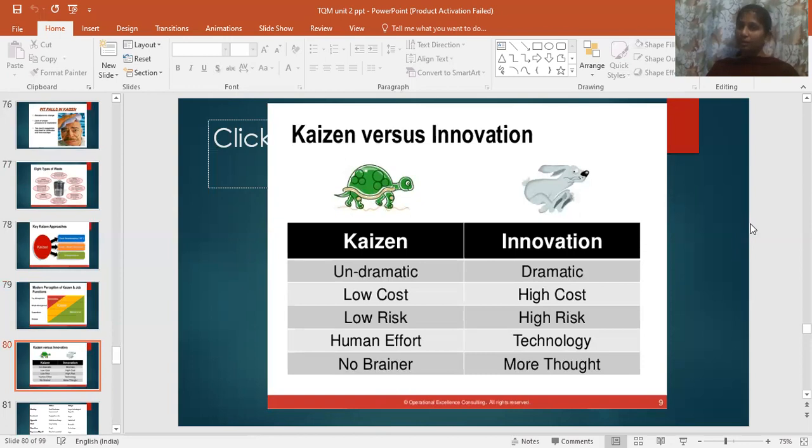If we see the difference between Kaizen and innovation, Kaizen is undramatic, innovation is dramatic. Kaizen covers only low cost, innovation is high cost. Compared to innovation, Kaizen is low risk, whereas innovation is high risk, for which we need more technology. But Kaizen is purely and completely human effort.